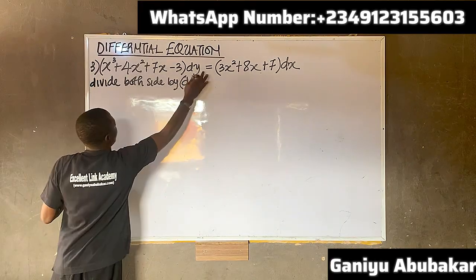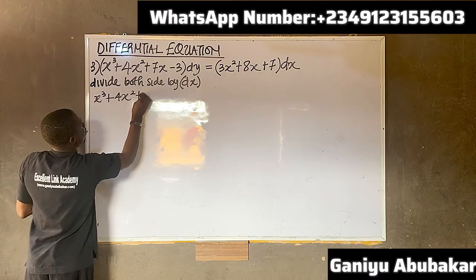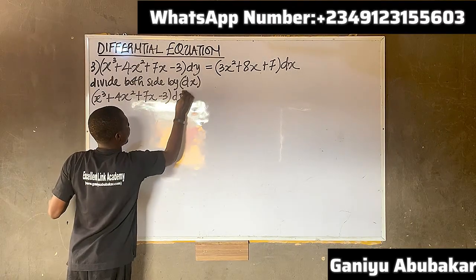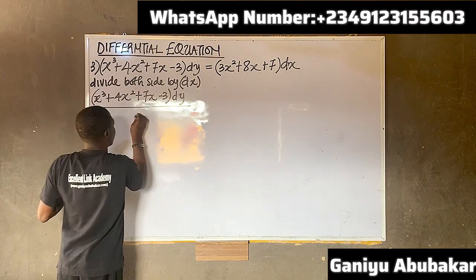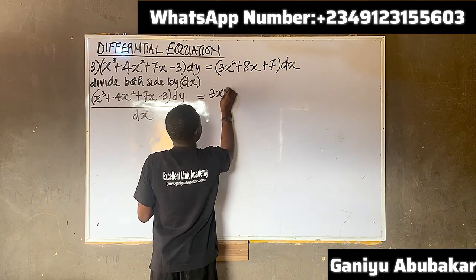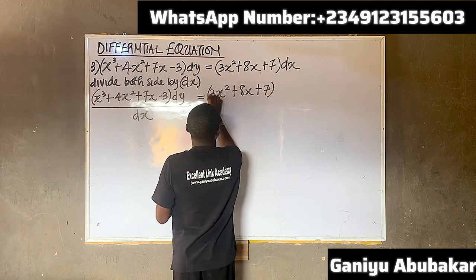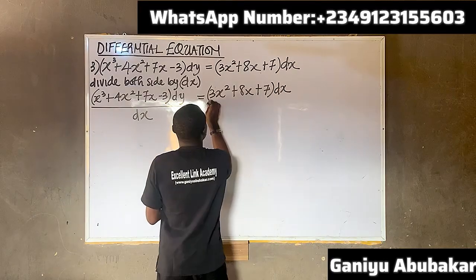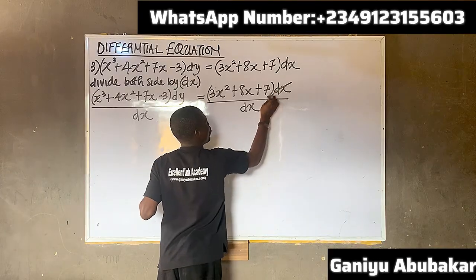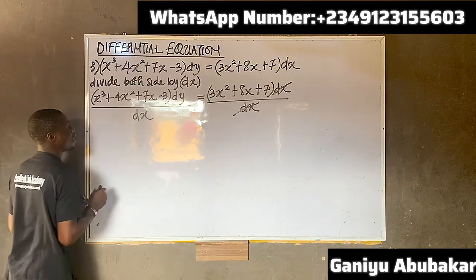This gives you x cubed plus 4x squared plus 7x minus 3, of course, with the y, divided by x, and it is now equal to this same thing here, 3x squared plus 8x plus 7. Of course, I have the dx. We divide this one too by x. What do you observe? This will eliminate this, and I have it in this form.